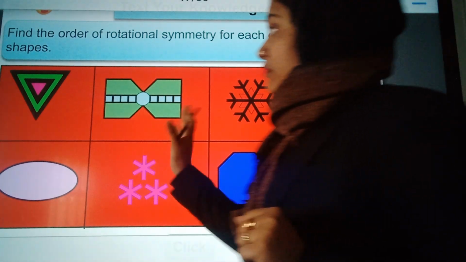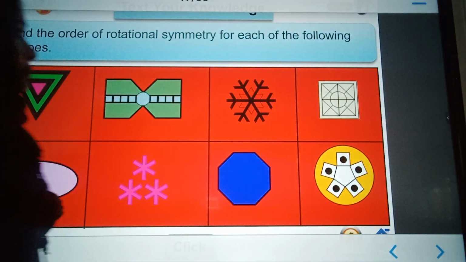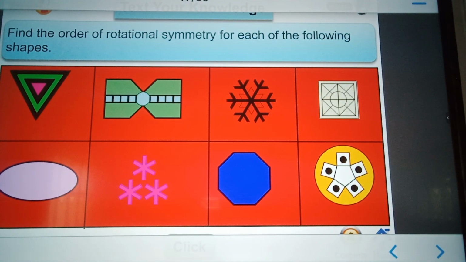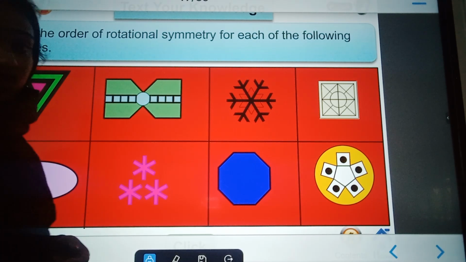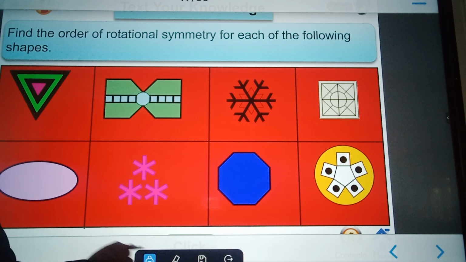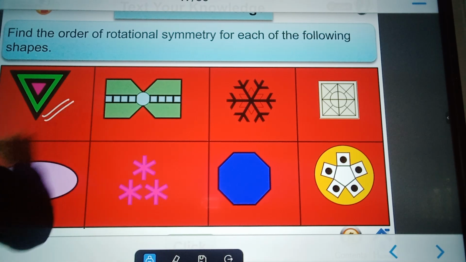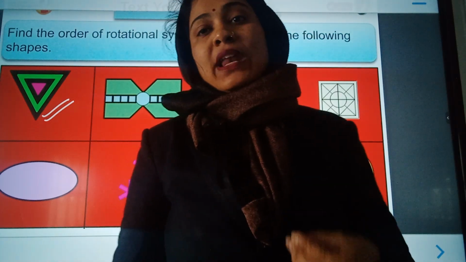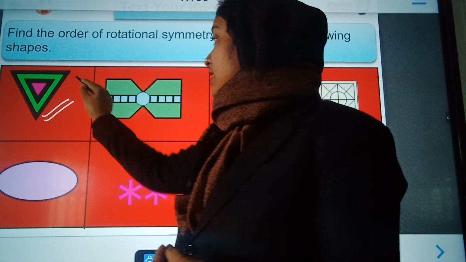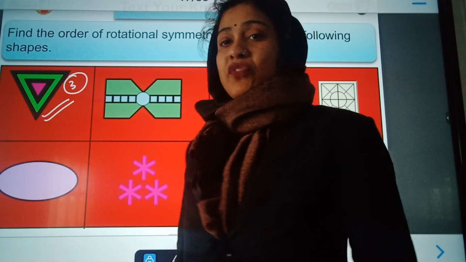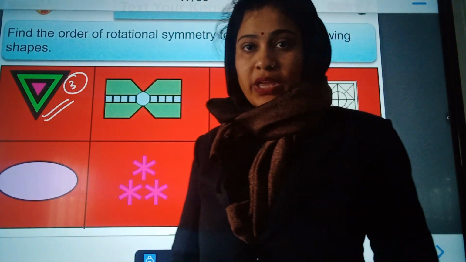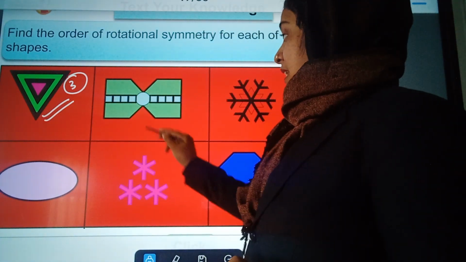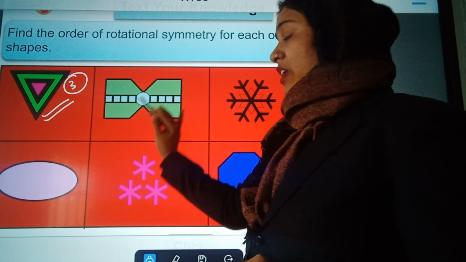So here we have to find the order of rotation symmetry for each of the following figures. We have different figures and we have to find the order of rotation for these. Now here we have a triangle. If I say this triangle is equilateral, it means 3 sides are equal. So what will be the order of rotation? 3.